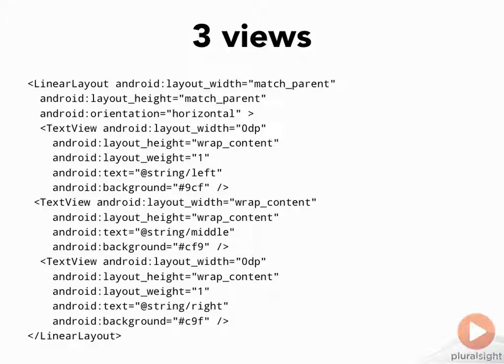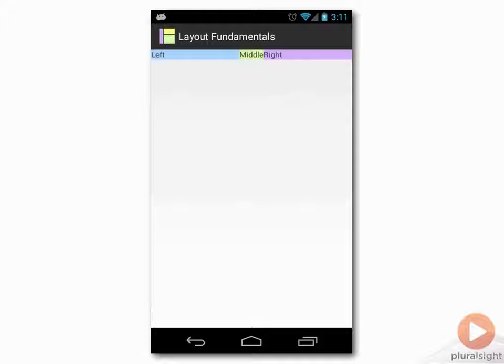Again, I'm showing you 3 views, but this time is slightly different. The middle view, instead of using weight, I'm asking for wrap content. What will Android do? It will give the middle view as much width as it needs. So here you can see it's very tight. And for the remaining width, it's going to divide equally among the left and the right. So 1 over 2 of the remaining width will go to the left view, and 1 over 2 of the remaining width will go to the right.